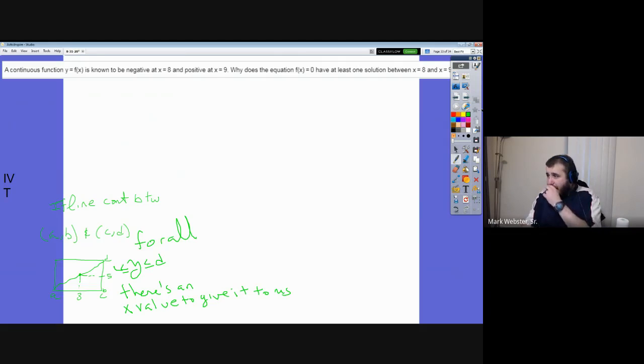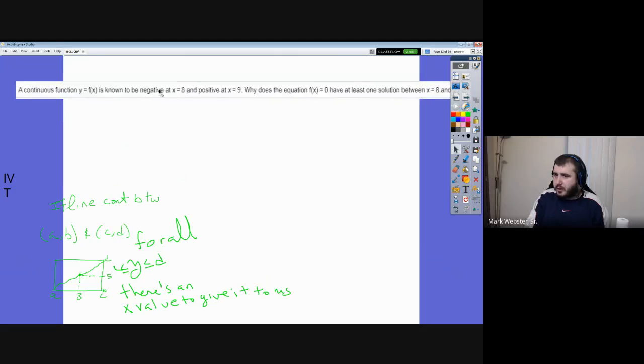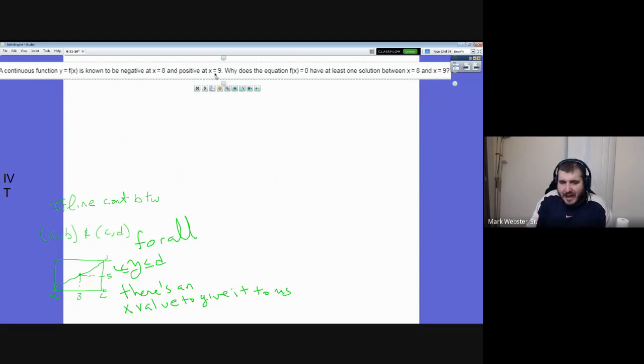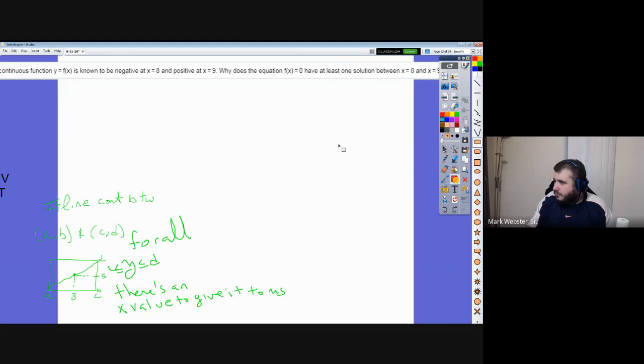And so that calls into question this thing right here that we're talking about. A continuous function is known to be negative at 8 and positive at 9. Why does the equation f of x equals 0 have at least one solution between 8 and 9? And so, again, you go through, I'll pretend like this is our little calculator window.